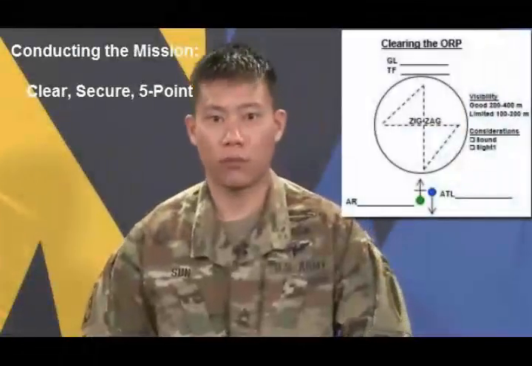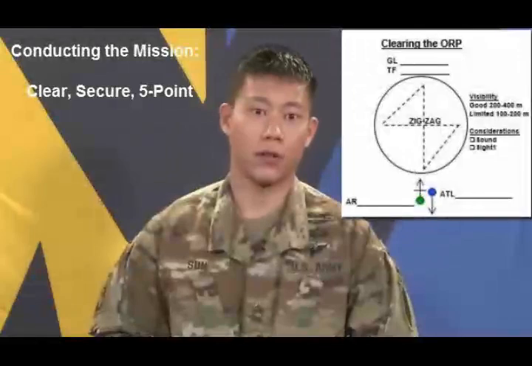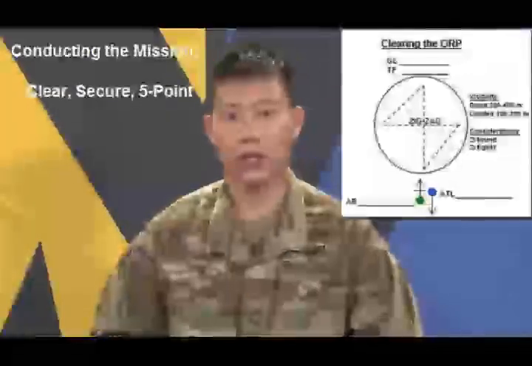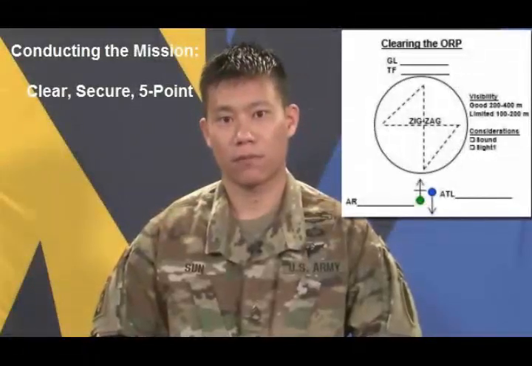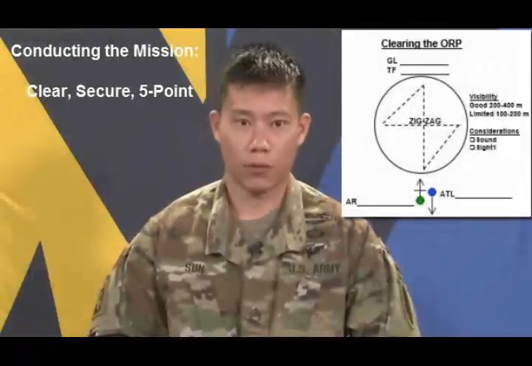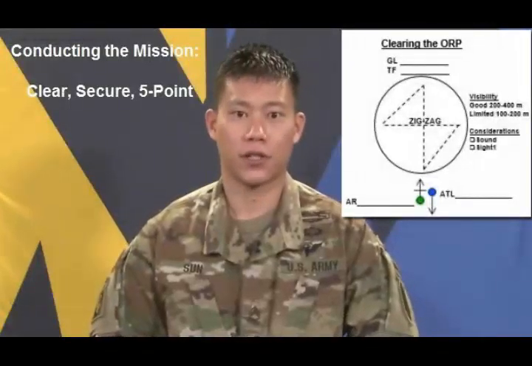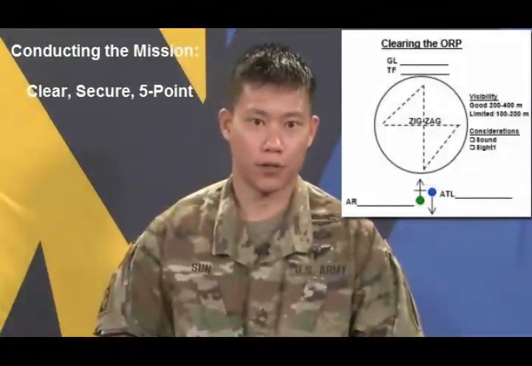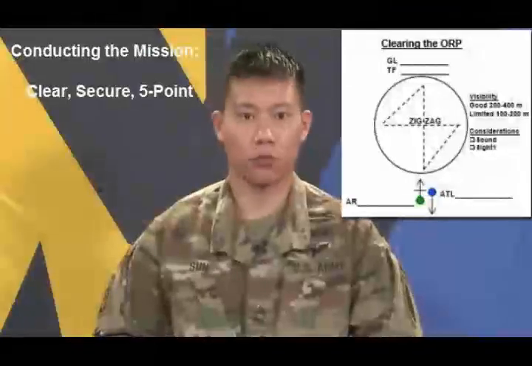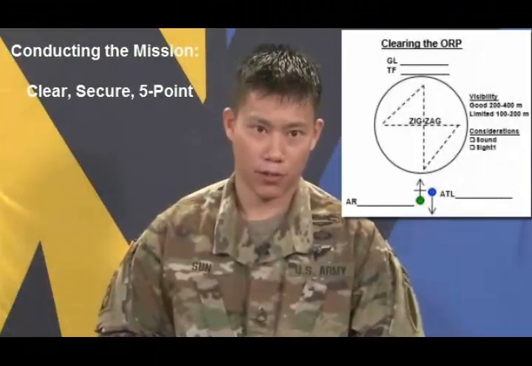We're going to now cover clear, secure, and the 5-point. After SLLS is complete, the lead team leader and the lead team rifleman must clear the tentative ORP utilizing the zigzag method. The squad leader identifies the 3, 6, 9, and 12 o'clock positions. The lead team leader and lead team rifleman slowly clear from the 6 o'clock position to the 3 o'clock position, to the 9 o'clock position, to the 12, and then back to the 6 o'clock position.